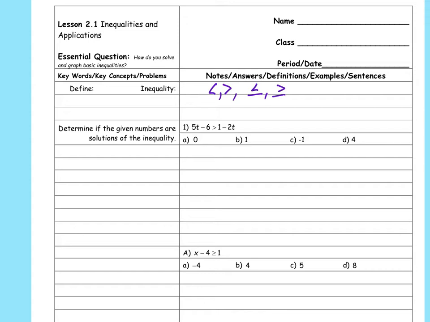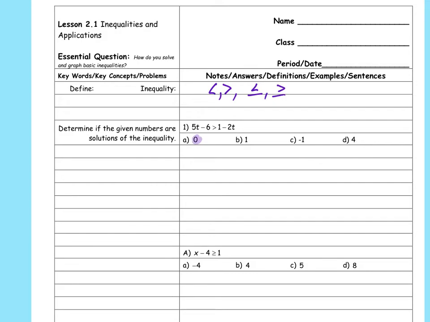Okay. So here we go. Determine if the given numbers are a solution of the inequality. I am not picking A, B, C, or D. There's four different problems I have to do. I have to plug in each of those numbers and see if it's a solution or not. So I have 4 different problems to do in number 1. And all I'm going to do is wherever there's a variable, I'm going to substitute in whatever number it says. So in this case, I'm substituting in 0.